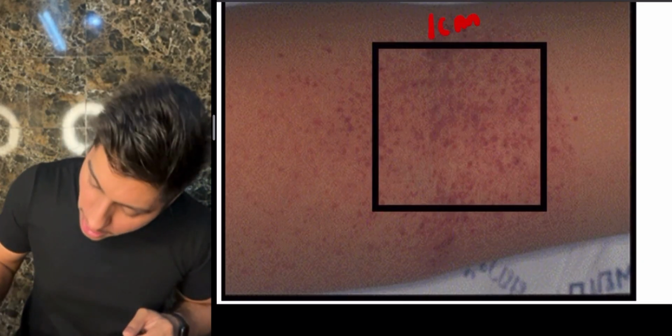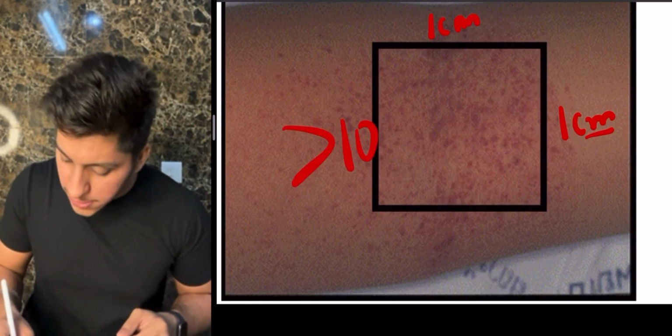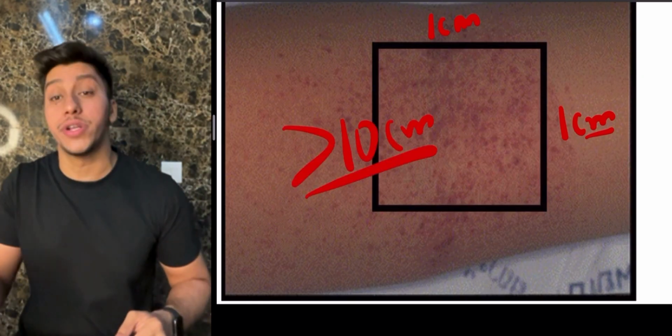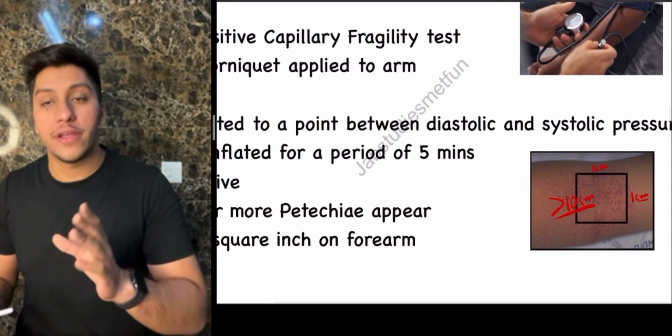developed. In an area of 1 centimeter by 1 centimeter, if you find more than 10 such petechiae, over here you can see there are more than 10, it's around 20 also. So this can be a sign of a positive capillary fragility test.